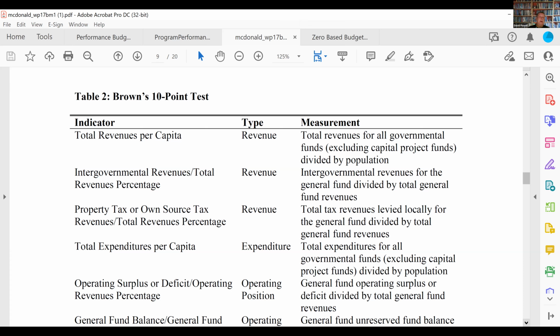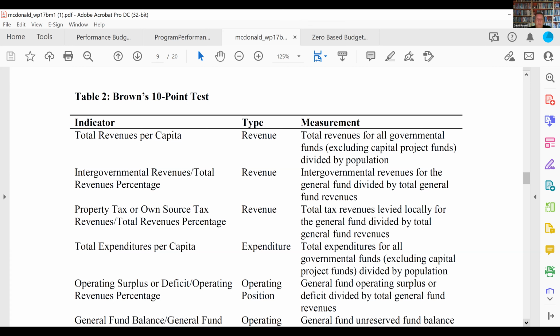What this tells you is how reliant you are on money from other governments. Obviously, the more reliant you are on money from other governments, the less control you have over your own fiscal solvency. You want to be more reliant upon sources of revenue that you have direct control over. Intergovernmental grants are not assured. Intergovernmental grants may go away next year or the year after that. And so if you're heavily reliant upon grants from other governments, you could be very fiscally unstable.